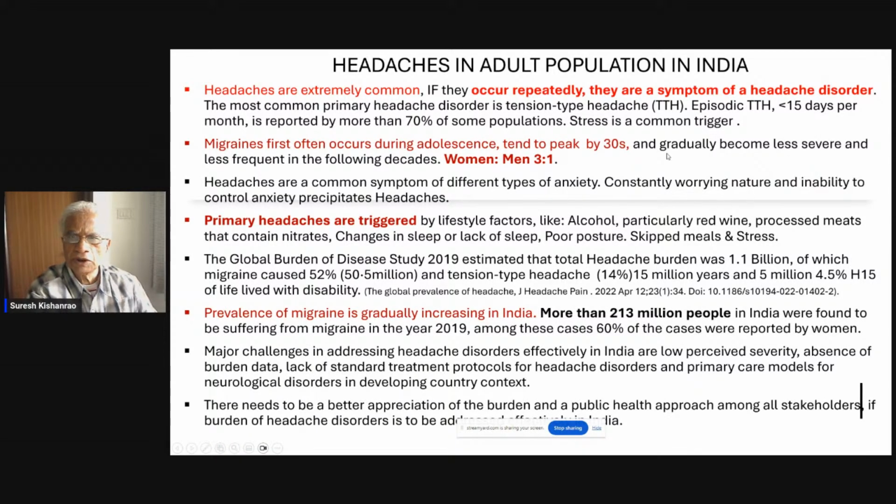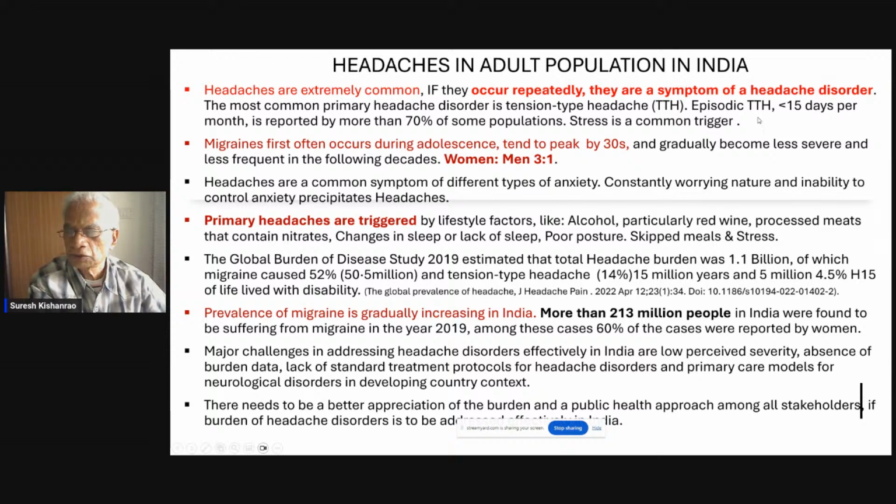If you look at headaches in the adult population in India, these are very common. As I told you in my first slide, on any given day there will be about 20 crore people in our country who have some type of headache. And among the different types, the most common primary headache used to be migraine. Now the tension type of headaches are overtaking because of various professional and domestic stresses.